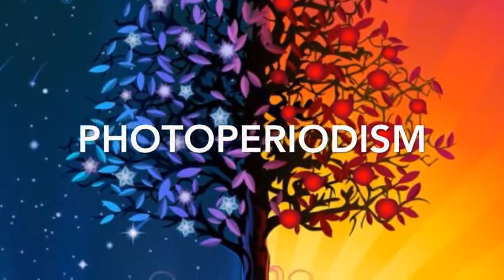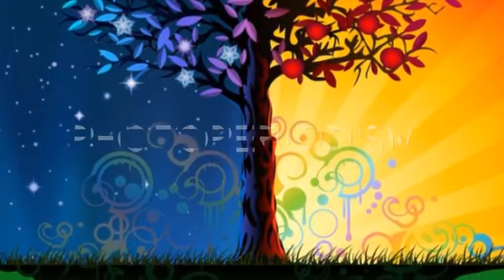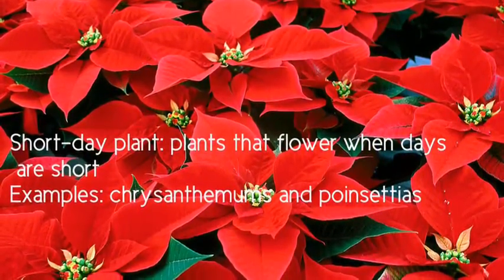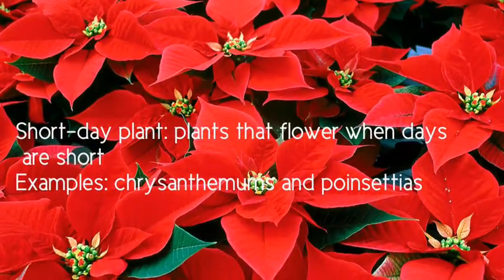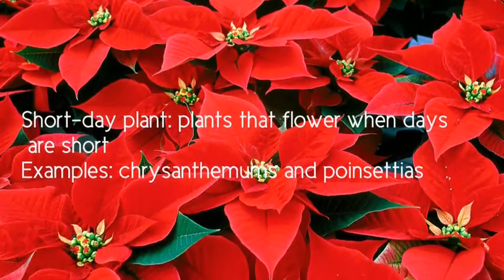Our last subject, photoperiodism. To begin, short-day plants are plants that flower when days are short. Examples are chrysanthemums and poinsettias, and we have both of those in my backyard.